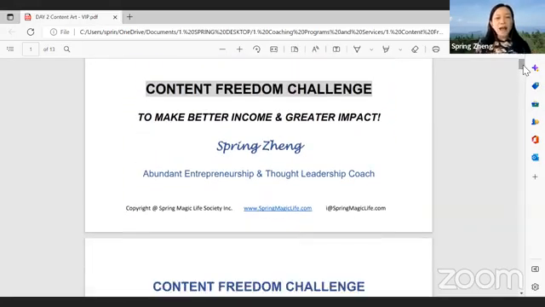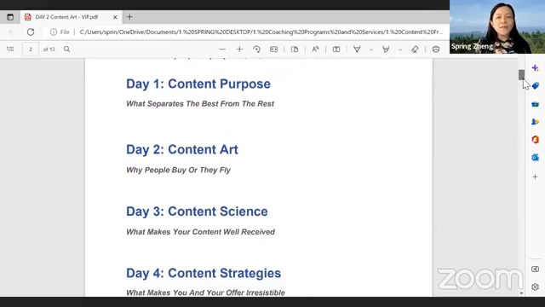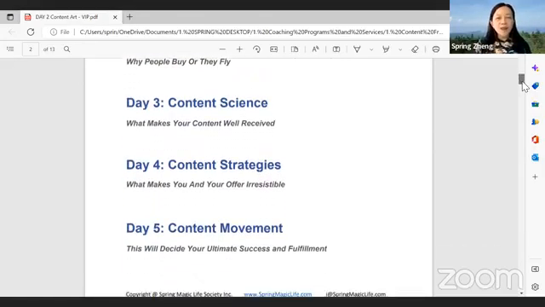Content Freedom Challenge is really targeted to help you make greater, better, more income and also greater impact. We have a 5-day challenge. Day 1 is focused on content purpose, what separates the best from the rest, and to help you understand what is the greatest content. Day 2 is content art, why people buy or they fly. We will not share the whole details, but today I will share some high-level essences so you can get some taste of what we're doing.